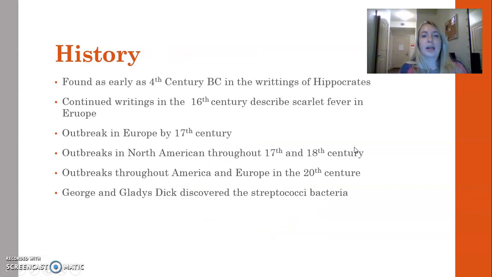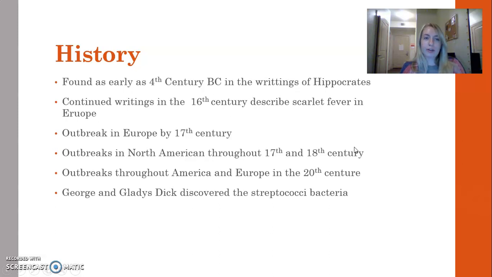So we can see this bacteria in humans from as early as the 4th century BC in the writings of Hippocrates. He describes an outbreak in his community where women and men got very sick. They had flushed skin, they had cramping, all of which are common results of a streptococcus infection. From there we can see evidence of it in the 12th century as well as the 16th century. There's an outbreak of scarlet fever in Europe. And then there were continued outbreaks in the 17th century in places like Germany. We see it come to America, especially North America, in the 17th and 18th century. And then we see outbreaks throughout America and Europe all until the 20th century.